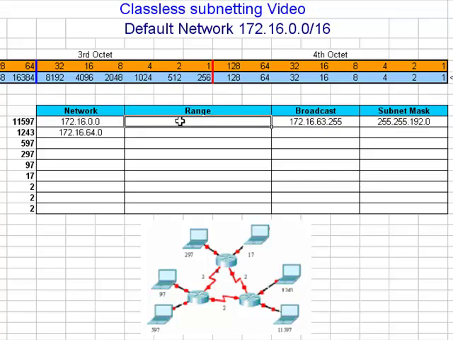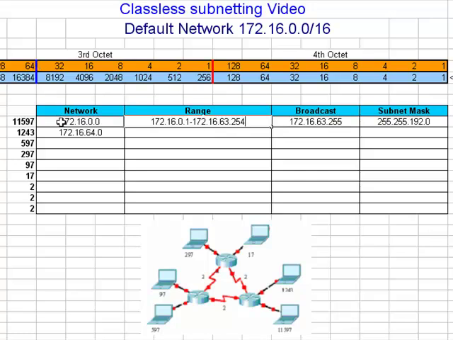So therefore we can now work out the range. We find out what the first IP address is after the network address and the last IP address just before the broadcast address. So it's 172.16.0.1 to 172.16.63.254. Okay, and there's your range.